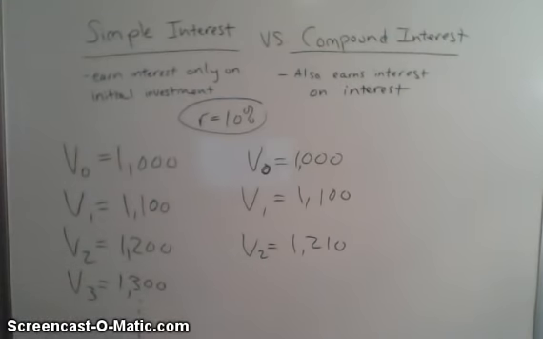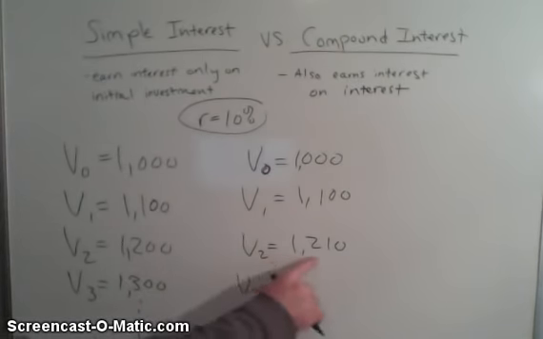I'm going to write out a mathematical formula to show you exactly how to do this in a second. But for now, let's just list them up here. In year 3, you're going to earn 10% on the whole 1,210. It's like you now take your 1,210 and reinvest the whole thing and earn 10%.